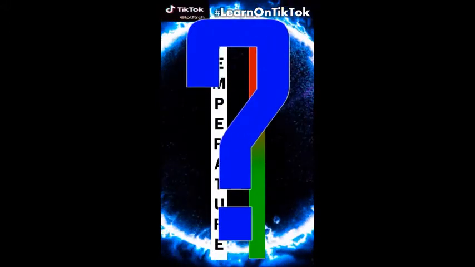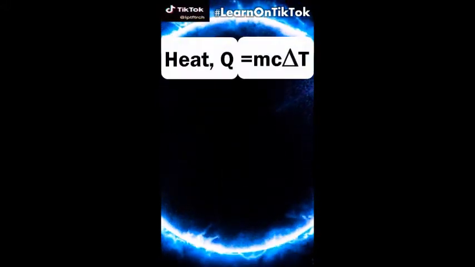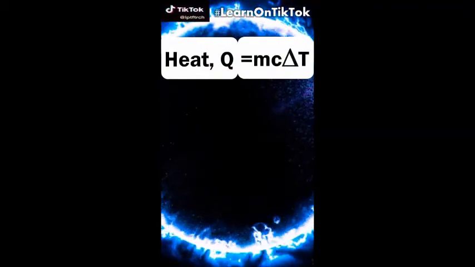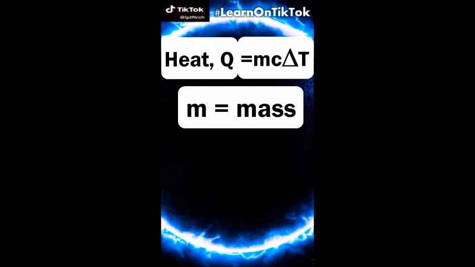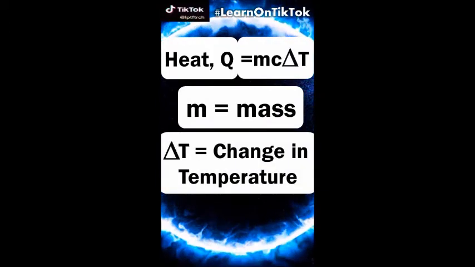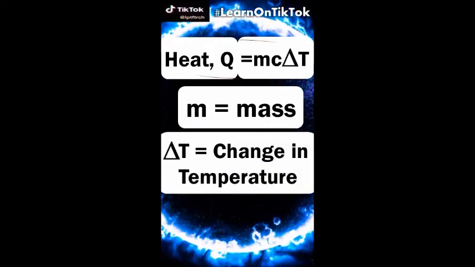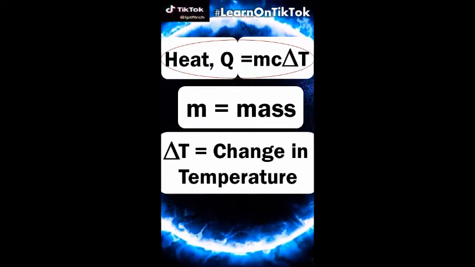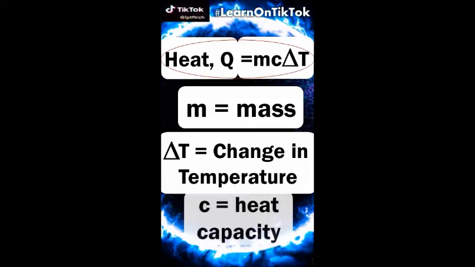Experiments in the 18th century recognized that the heat, denoted as Q, required to change the temperature of a given material is proportional to the mass of the material, represented as m, and to the change in temperature, delta T. This is presented by this simple formula: heat Q is equal to mass m times C times delta T. C is the specific heat of a material.